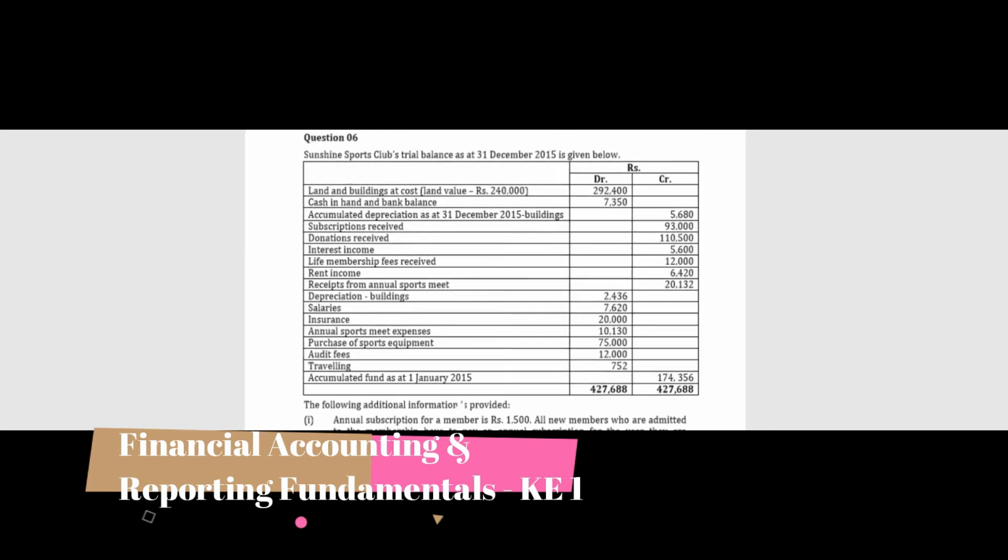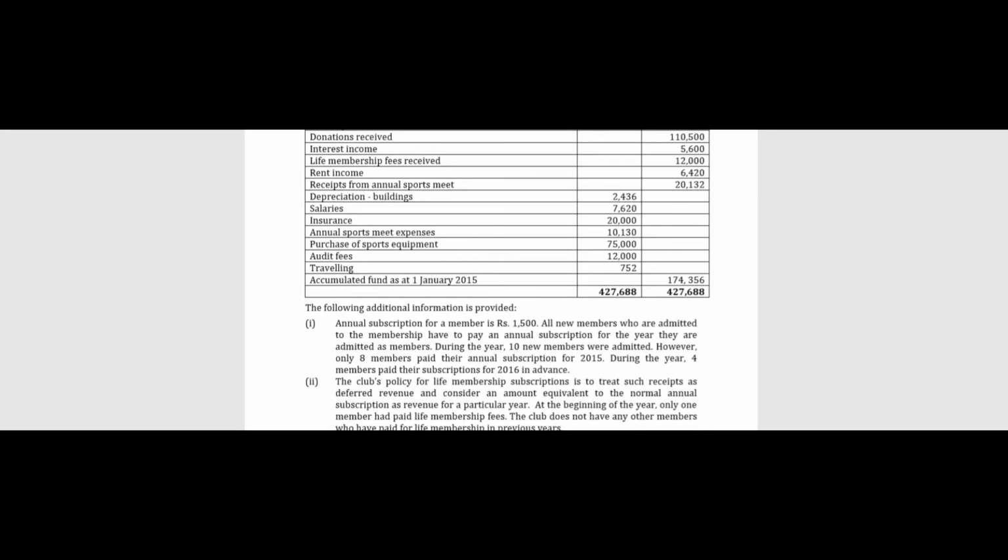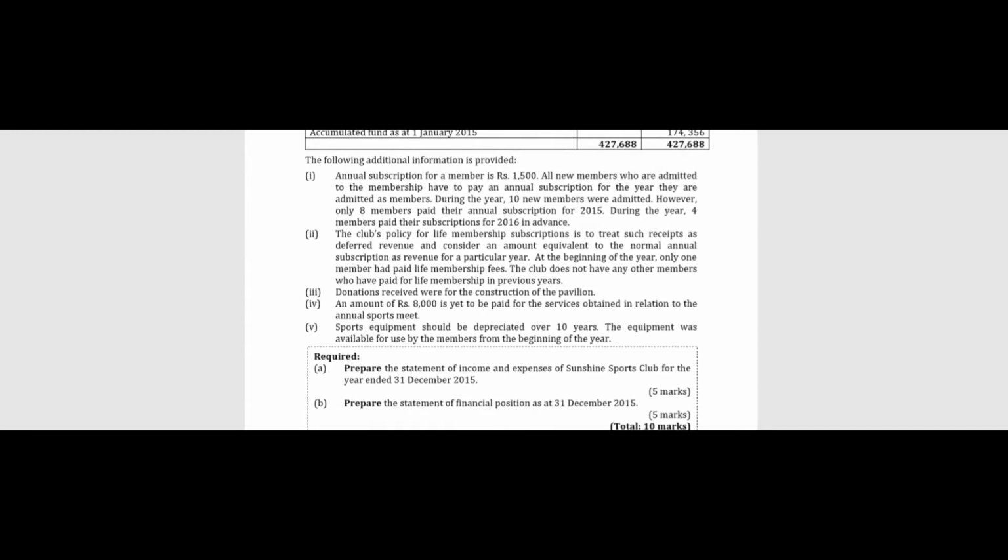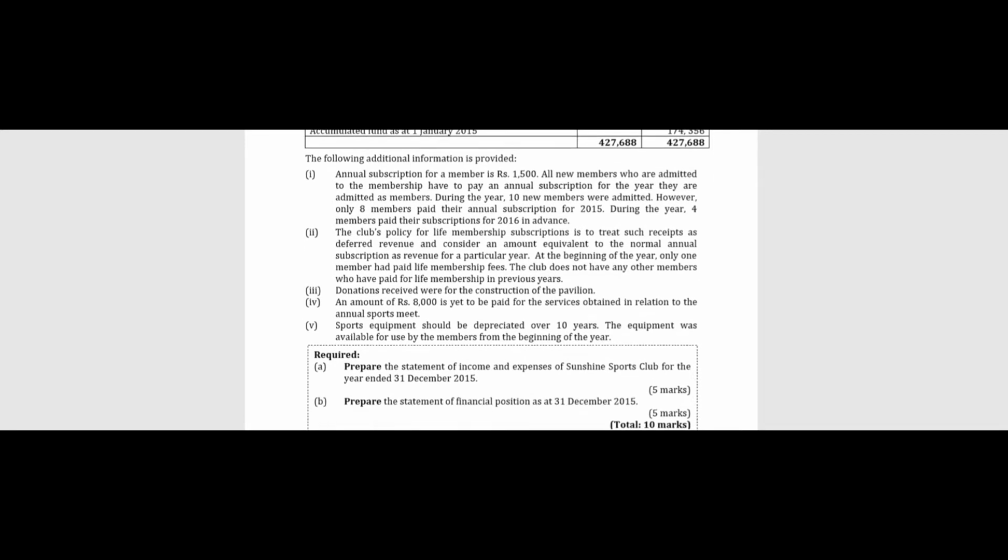So in this video, I am going to discuss CA Financial Reporting and Accounting Fundamentals, March 2016, question number 6. So let's dive into the question. Let's go through the question first, then we will try to answer it. There are two requirements. You are required to prepare the statement of income and expenses of Sunshine Sports Club for the year ended 31st December 2015, and secondly, you need to prepare the statement of financial position as at 31st December 2015. So these are the requirements.